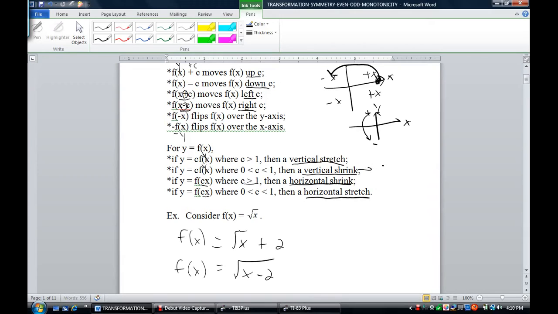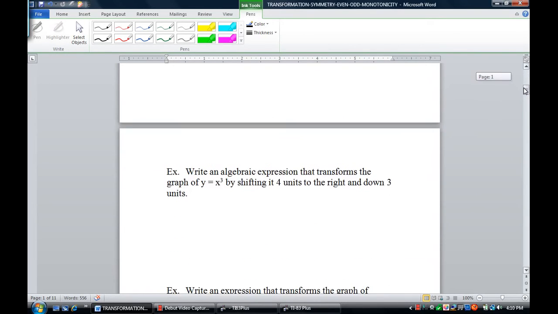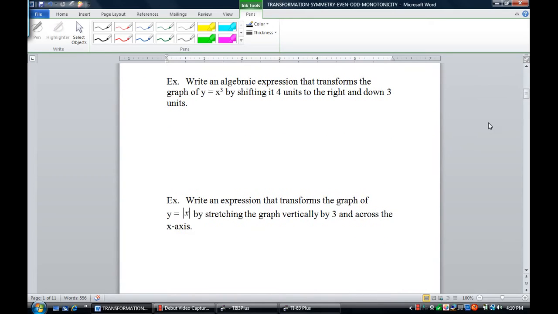Once again, shrink is the same as compress. So let's do some examples of types of problems you might see.